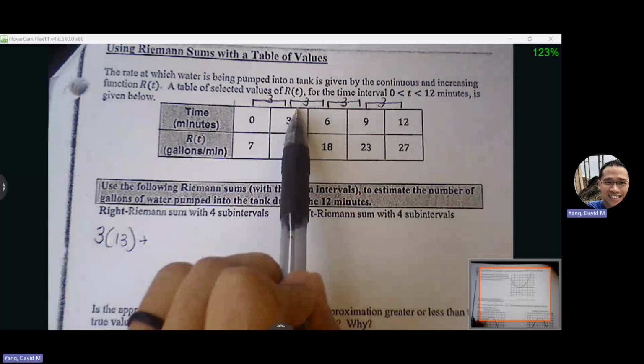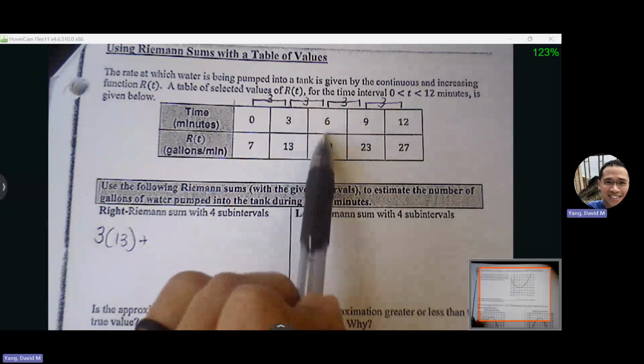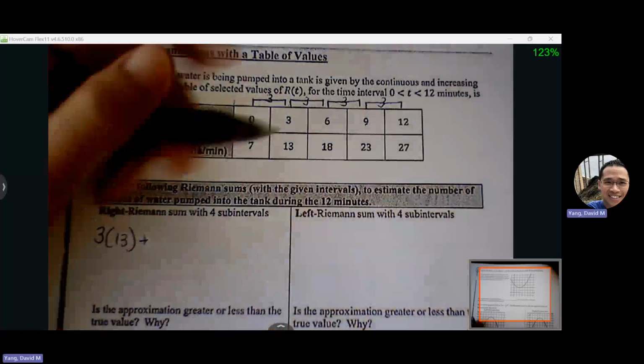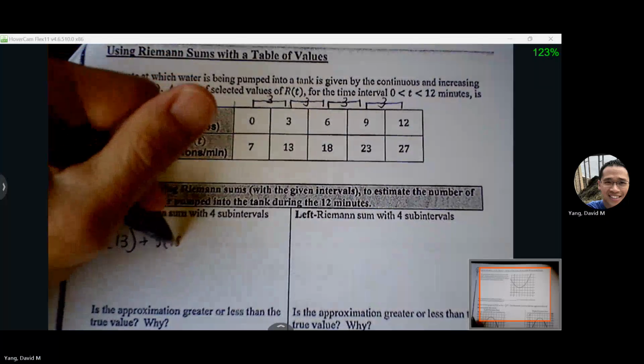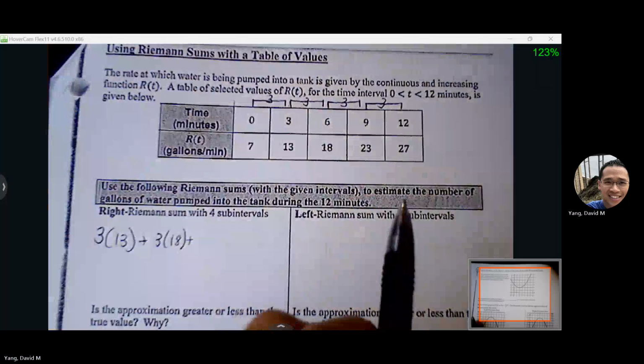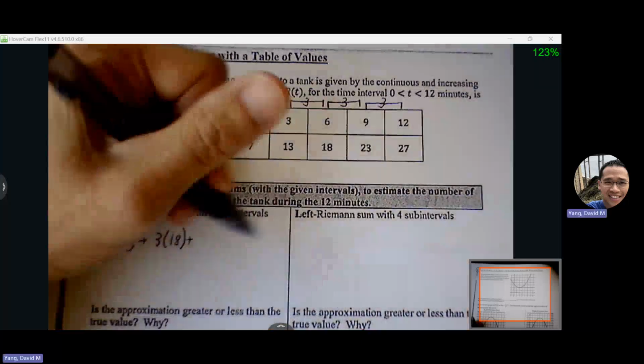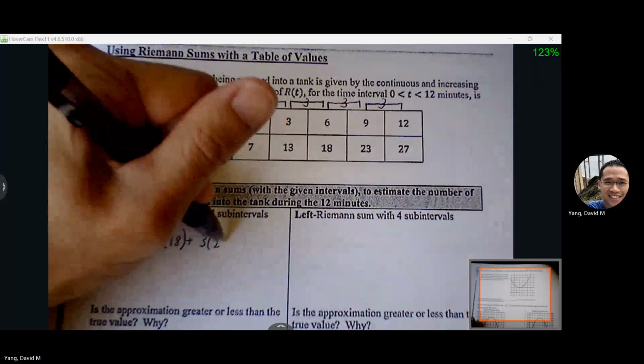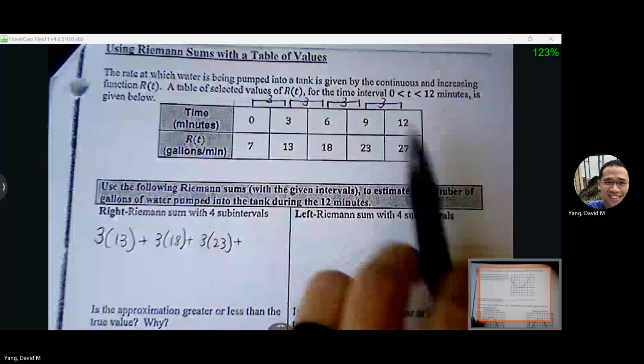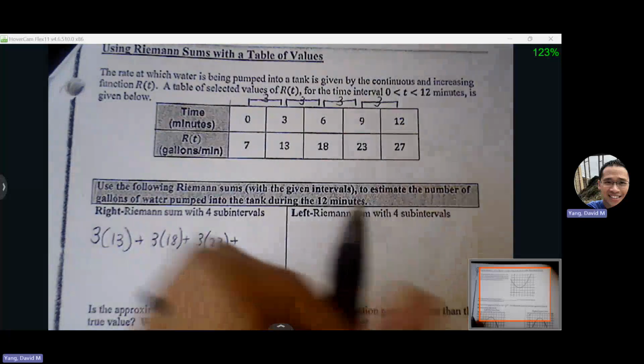Second rectangle has a width of 3 and a height of what? Third rectangle, width of 3, height of 23. And then width of 3, height of 27.